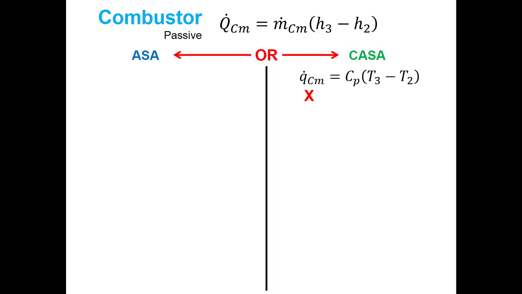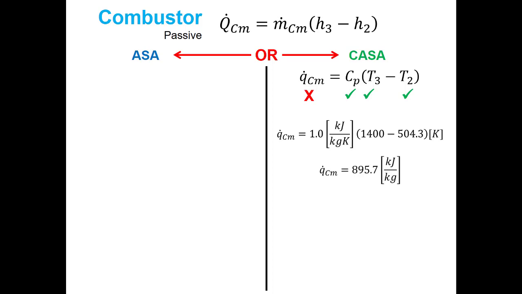I don't know little q dot, but I do know Cp, I do know T3, and I do know T2, because here I was told what the maximum temperature in the engine was. In this case, the maximum temperature occurs at T3. I put all this information into my calculator, and I find that q in the combustor is 895.7 kilojoules per kilogram.